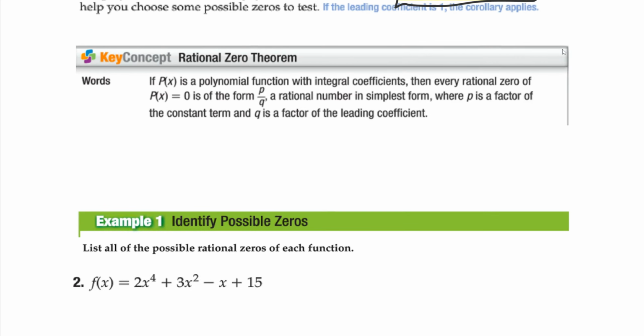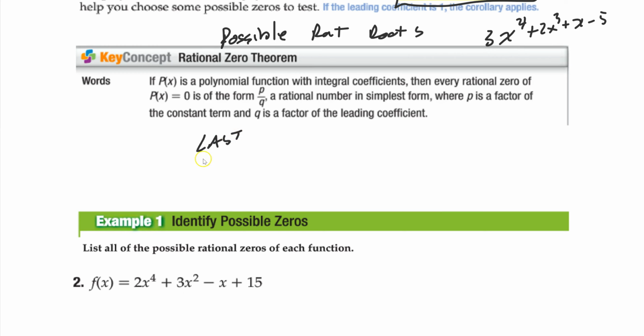So the rational zero theorem says this. It helps you find possible rational roots. The only possible roots come from this. Let's do this example: 3x to the fourth plus 2x cubed plus x minus 5. When you put the last term, the factors of the last term over the factors of the first term.